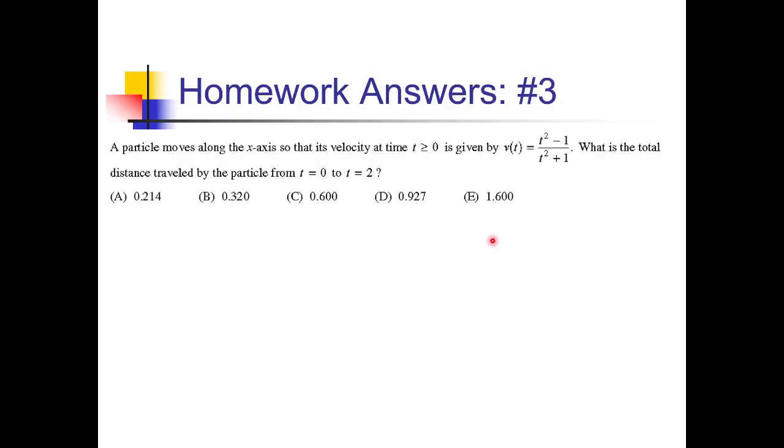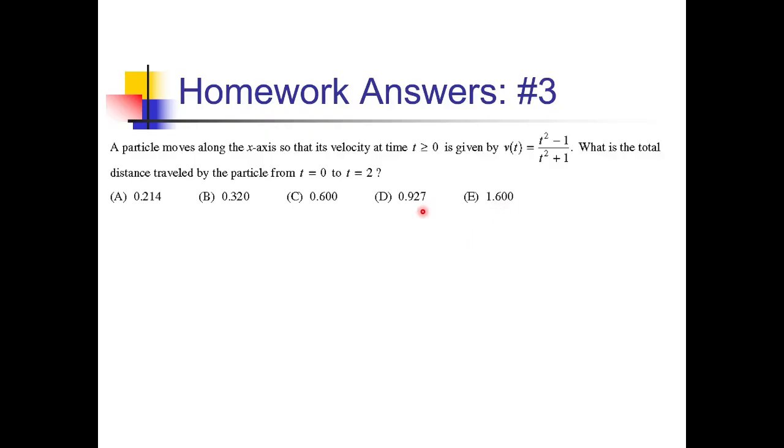On this problem, we have a particle moving on the x-axis with a velocity given by this v of t function. We want the total distance traveled by the particle from time 0 to 2. So to get the total distance, since this is a calculator question, we can just take the integral of the velocity from 0 to 2, only instead of doing the velocity, we're going to do the absolute value of the velocity to make sure that all the little distances involved end up being positive.